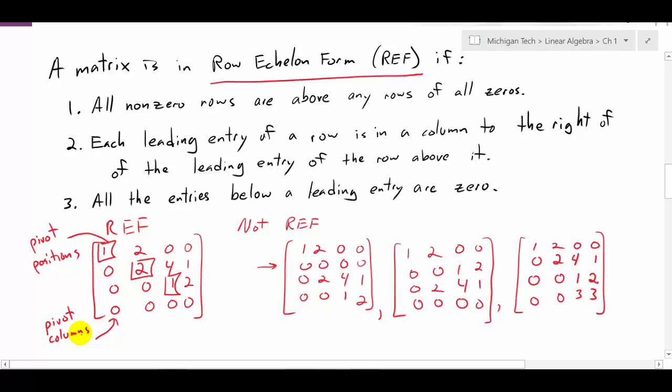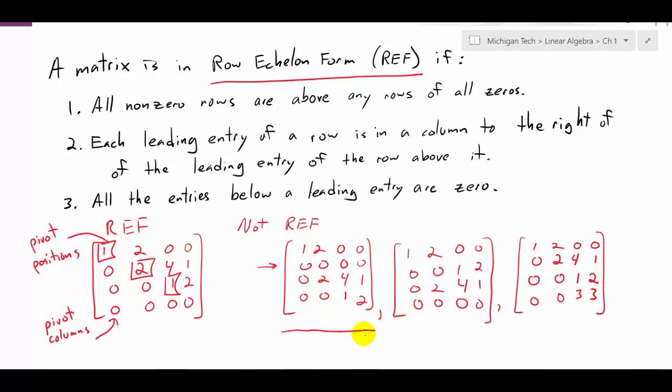Now let's look at some examples of matrices that are not in REF form. So this first matrix is not in REF form. And so what we'd like to do is look at all three of these, identify why it's not in that form. So I would encourage you to pause the video at this point and just take a look at each matrix and write down the reason it's not in REF form. And then we'll take a look at them.